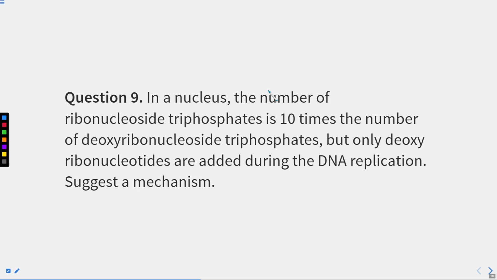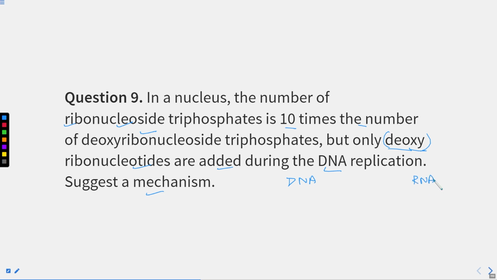In a nucleus, the number of ribonucleoside triphosphates is 10 times the number of deoxyribonucleoside triphosphates, but only deoxyribonucleotides are added during DNA replication. So you have to suggest a mechanism for that. To answer this question, first you have to understand the ribonucleoside and the deoxyribonucleoside. The difference is this: here you don't have any deoxy, here you only have ribonucleoside, but here you have deoxyribonucleoside. So let's talk about DNA and RNA.